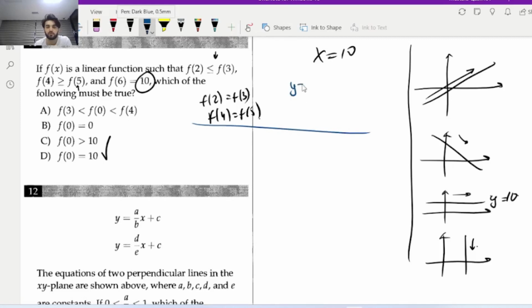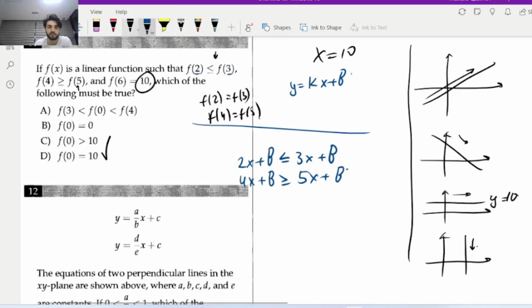We know the general formula for a linear equation is kx plus b. We can put these 4 values in the equation. For 2 it will be 2k plus b is less than or equal to 3k plus b. 4k plus b is bigger than or equal to 5k plus b. After that, b will be eliminated. Then we can write 3k minus 2k, k is bigger than or equal to 0, and from here k is less than or equal to 0.